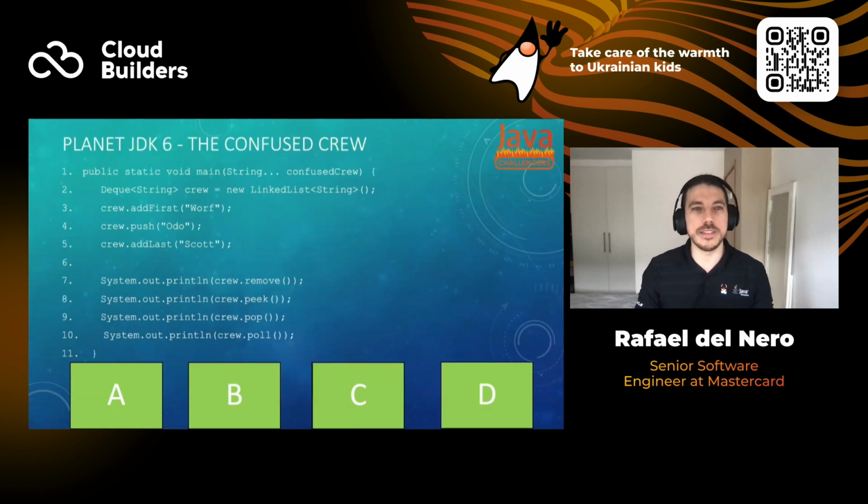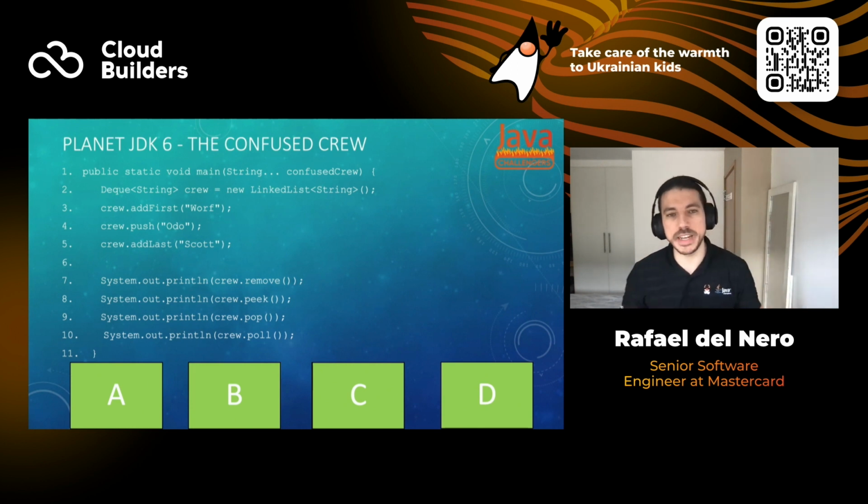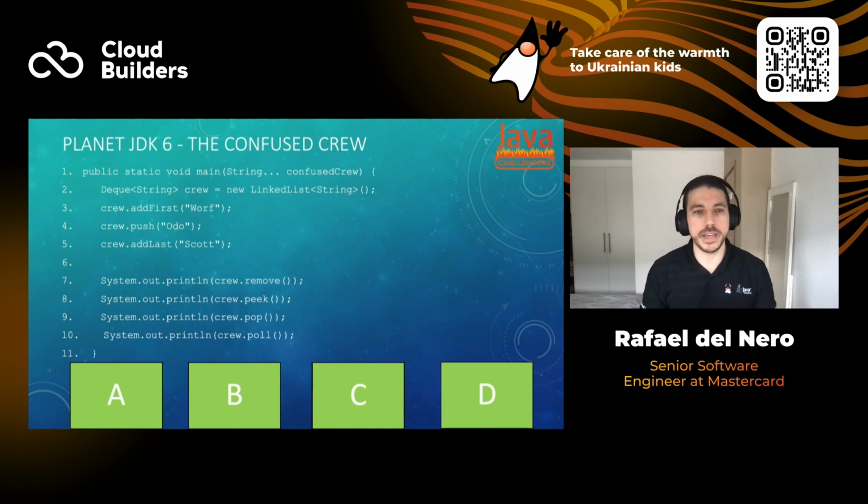Okay, so this is the first question. This is about JDK 6. As you can see, this is the concept about the Deque interface. You can see that we are using the implementation of LinkedList, and we are using a couple of methods: addFirst, push, addLast, and then just some methods to show the information. So basically your goal here is to find out what the output is. Okay, I'm going to show you the alternatives.